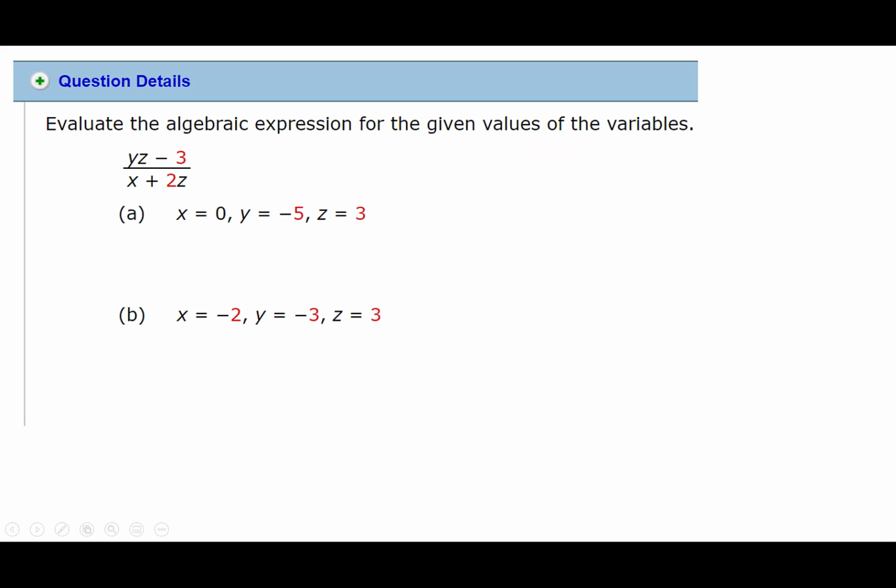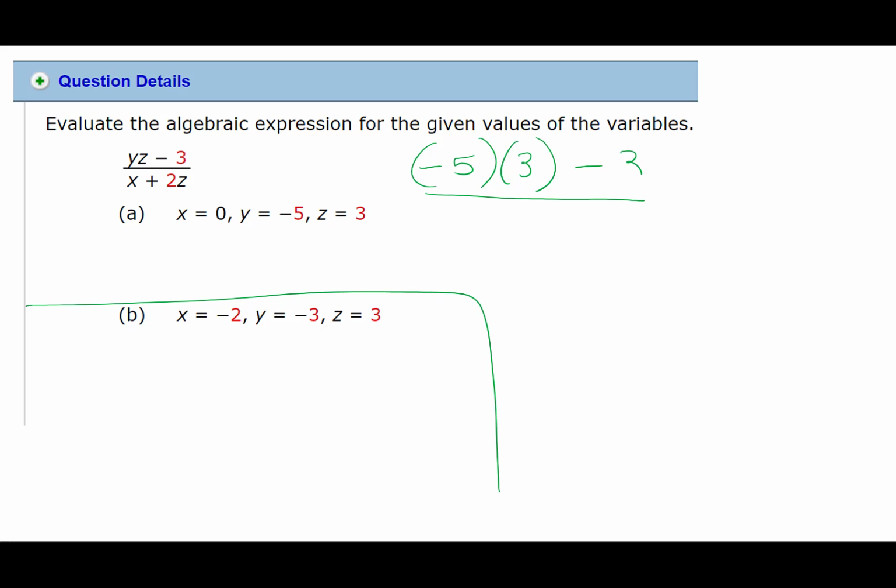Okay, let's try that again. We're going to evaluate this algebraic expression. This time there's 3 variables, and we're working with a fraction. So I want you to first rewrite the fraction with the values given. It's -5 times 3 minus 3 is the numerator. Denominator is 0 plus 2 times 3.